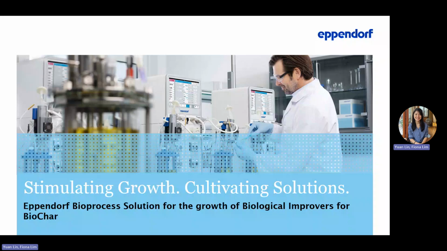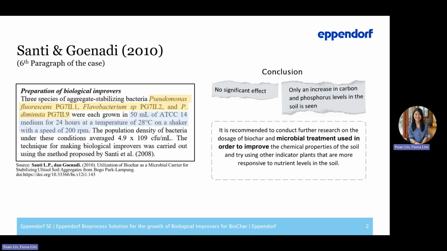Today, I would like to present to you an Eppendorf bioprocess solution for the growth of biological improvers for biochar. Before I start with the presentation, I would like to show the relevance of today's presentation in this aspect.